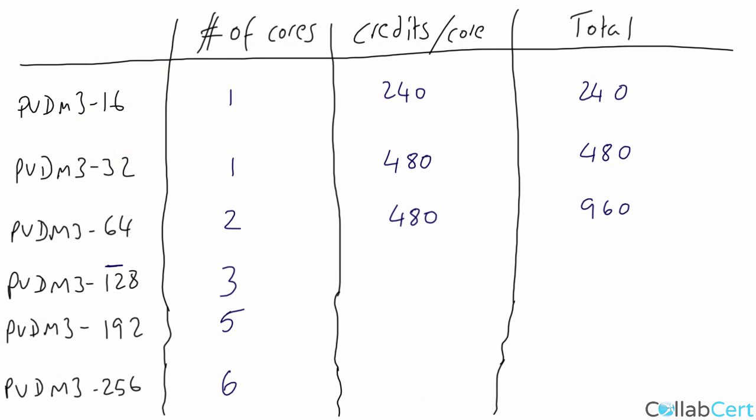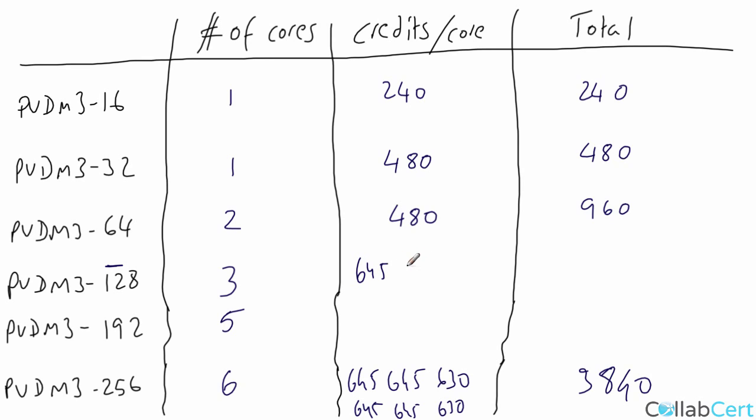So let's just complete this table then. We've got 6 cores for 256 as we've discovered. We've got the 645, 645, 630, and we got the 645, 645, 630, giving us 3840, I think it was. PVDM3 128 is just half that. You got your 645, 645, 630, giving you 1920. More important there is the number of channels. It's easier to work with number of channels, but that's how it is right now.